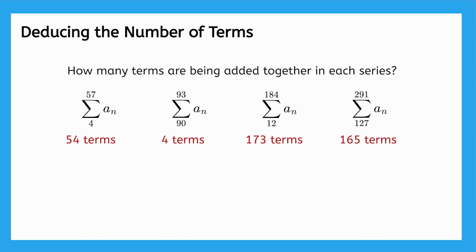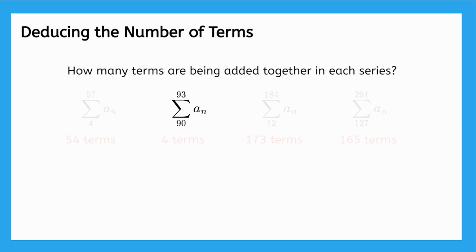Here are the actual amounts of terms. Let's use this one as an example. Sure, we could easily check this one by listing the terms from term 90 to term 93, but most series aren't this short, so we don't want to rely on this method. Instead, think about what the lower limit tells you.